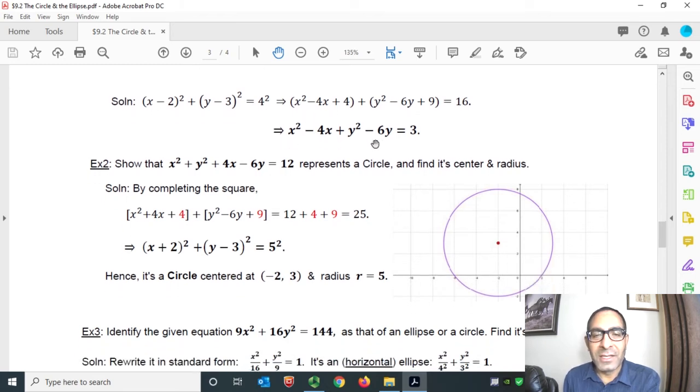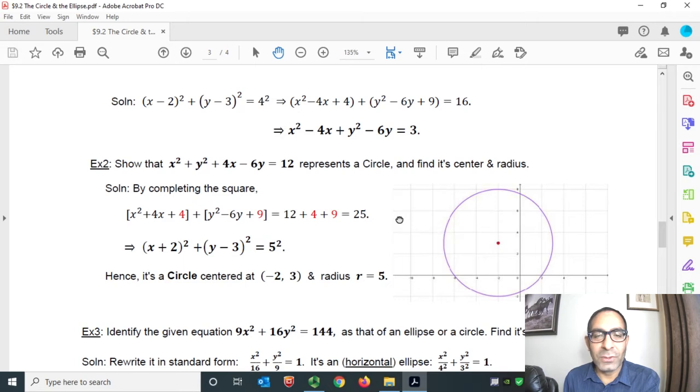Then the last line here, I just rearrange the terms. So x square as it is, minus 4x as it is, y square as it is, minus 6y as it is. Now let's simplify the constant term. So 4 plus 9 is 13. And take the 13 to the right side, it becomes minus 13. 16 minus 13 is 3. So we found the equation of the circle with the given information. Great. So now let's move on.